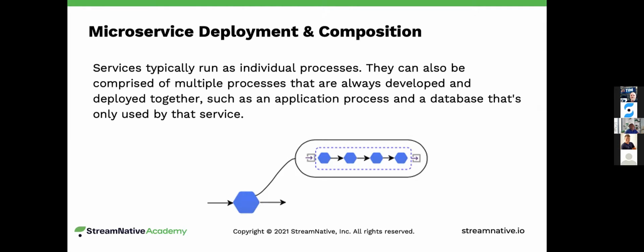So we're looking at microservices deployment and composition. You can think of these microservices as being composed of several subservices underneath the covers. They typically run as individual processes, but they can also be comprised of multiple processes that are always developed and deployed together. So usually you have more than one block of code. One of the classical examples: I have an application and I have its own siloed database as well.